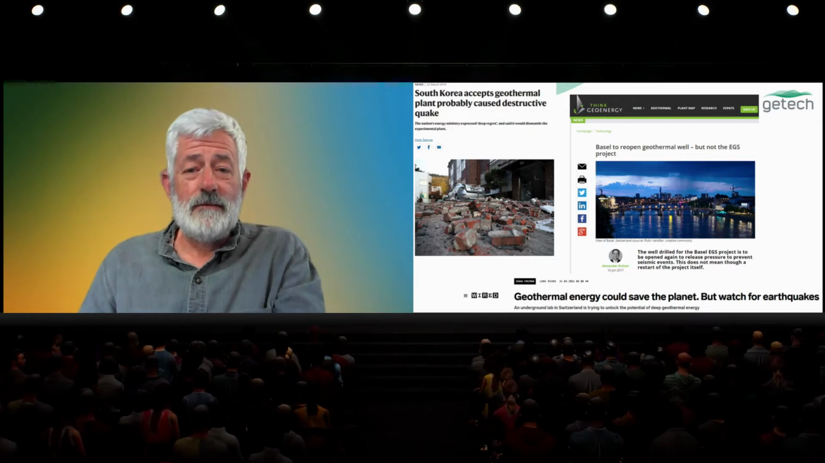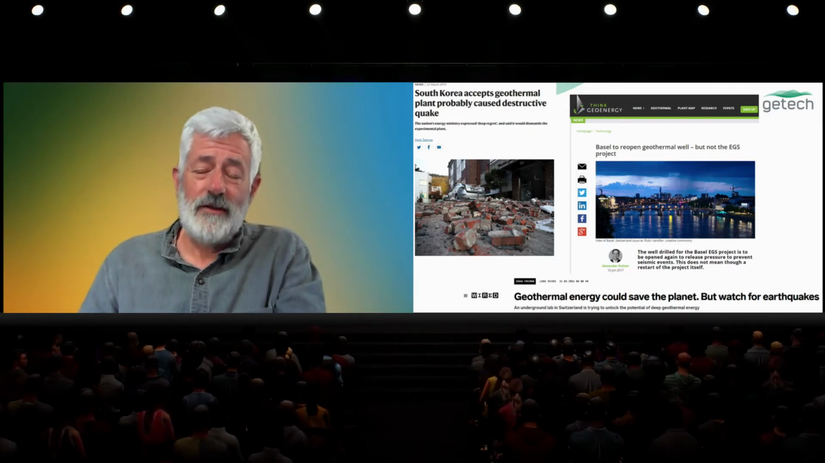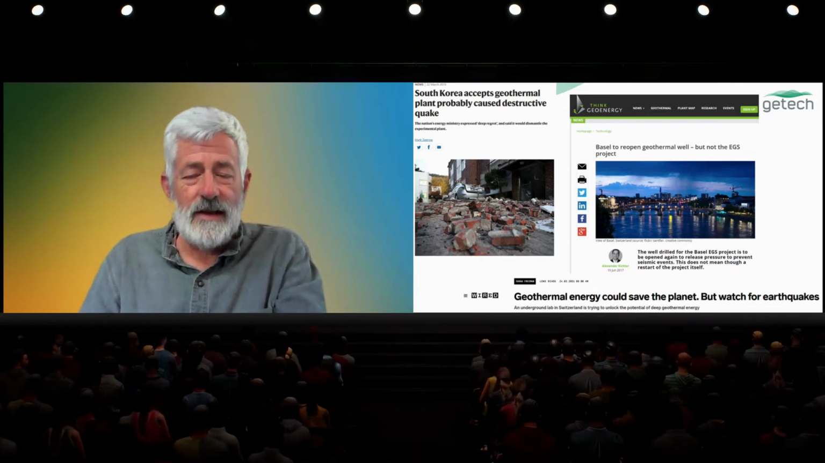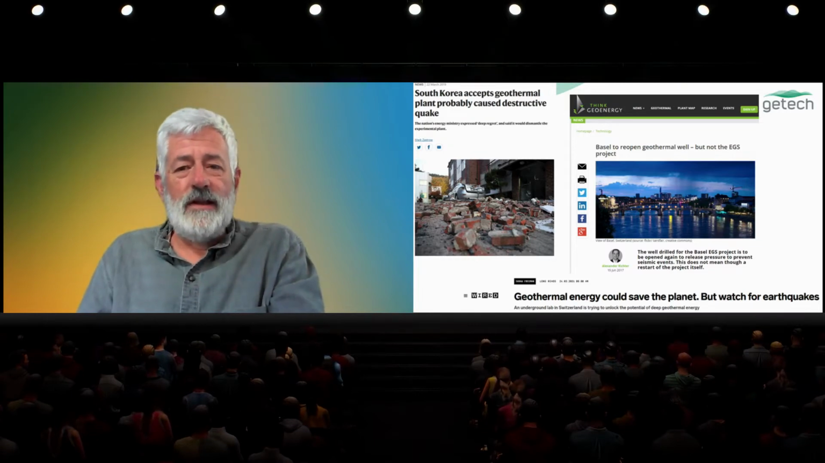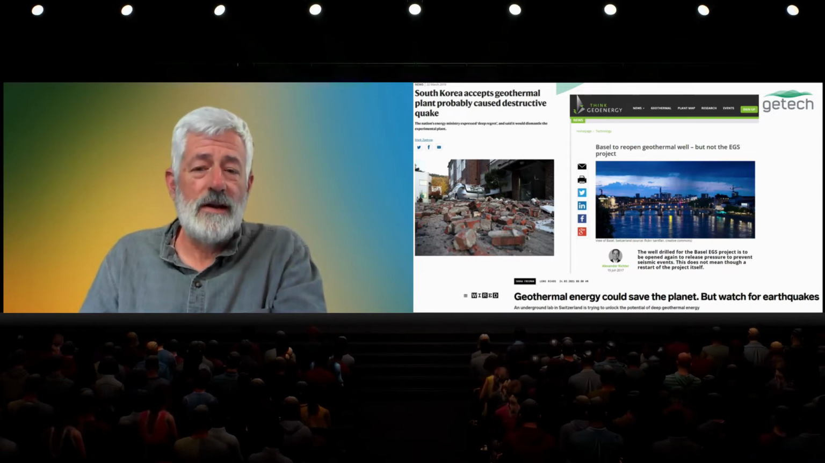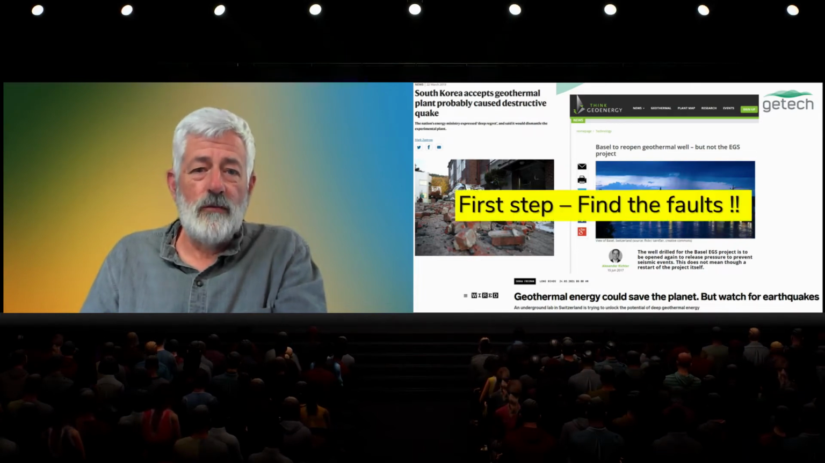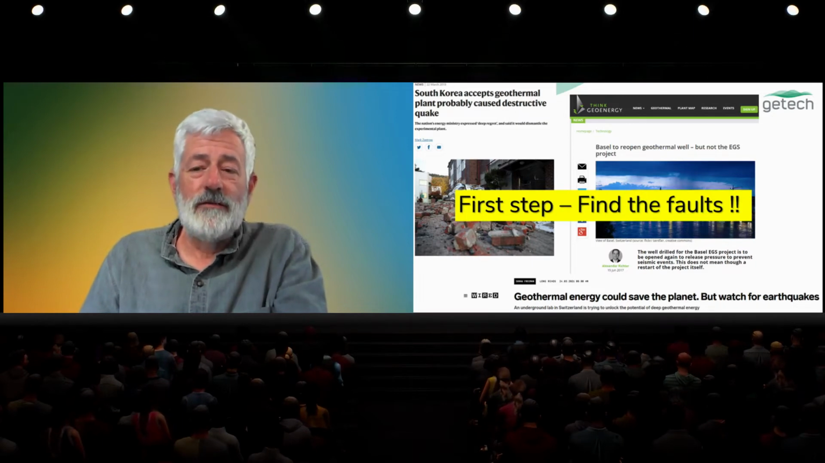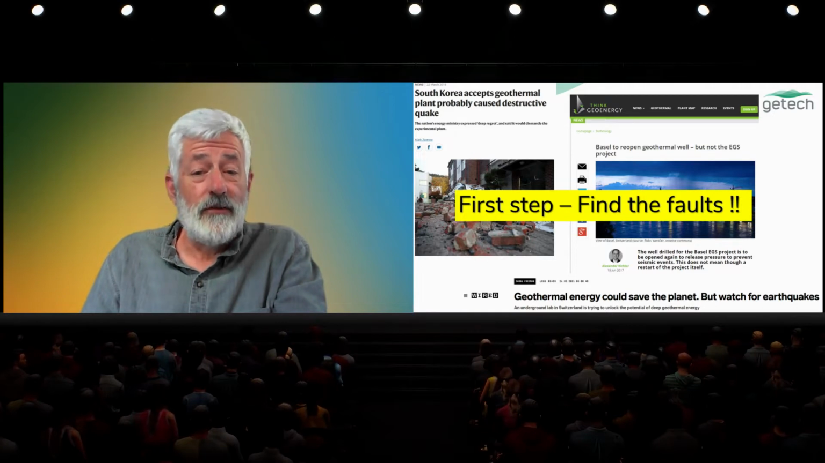I came from the oil and gas industry, and we had this question about induced seismicity as well. And we can see that the issues occur in the same geography and because of the same geology. And we can use a lot of the tools that we already know and are familiar with to address the issue regardless of which of the energy systems we're dealing with. And obviously, the first thing you've got to do if you want to understand seismicity is to find the faults.